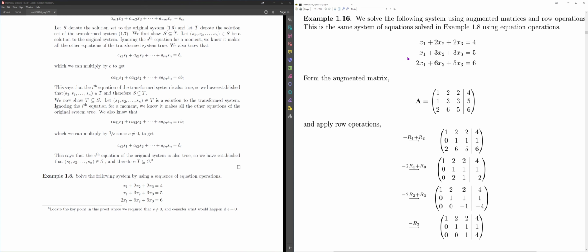Okay, so for a system over here, what you do is you form something called an augmented matrix, right? On your left hand side over here, you have this vertical line here, right? On the left hand side over here, these are the coefficients coming from the equations, right?